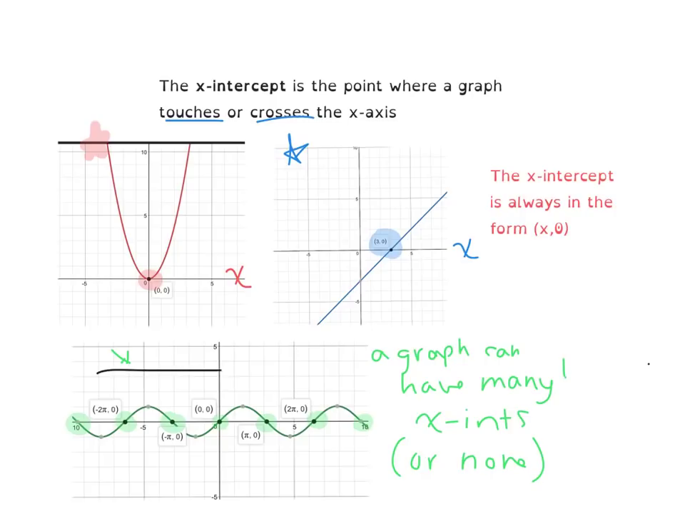So like this one here. This graph never touches the x-axis, so it doesn't have any x-intercepts. Now, what I want you to notice really quickly is that all the x-intercepts, no matter which ones we look at, this one here is at 0, 0, 3, 0, or even these weird numbers like 2 pi, 0, pi, 0, 0, 0. The most important thing is that we know that the x-intercept always is in the form x, 0, meaning the y value is always 0.